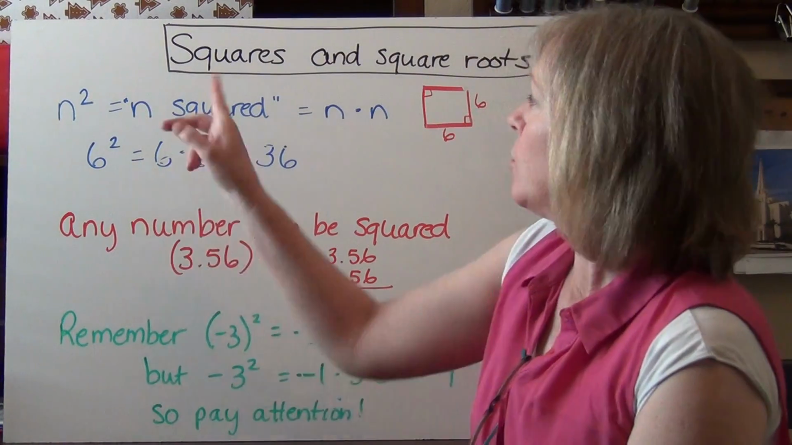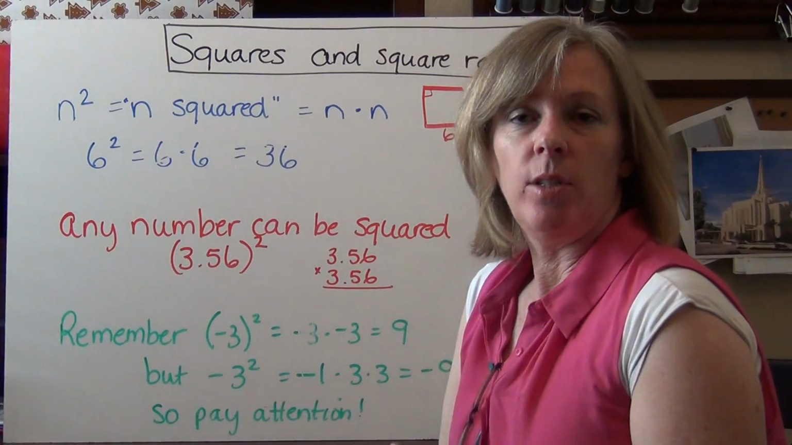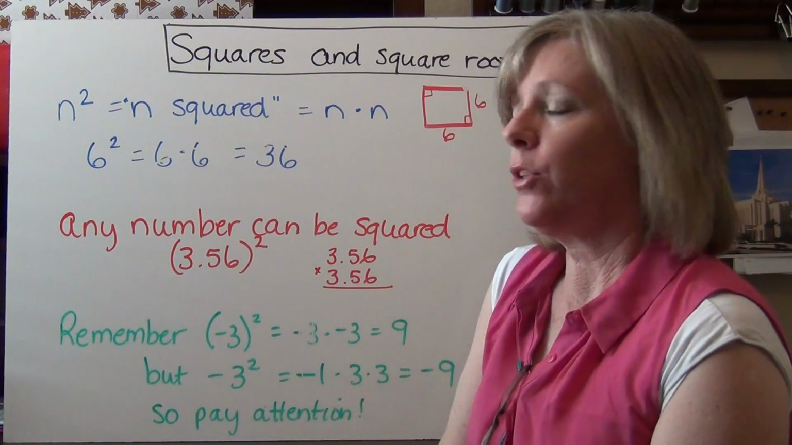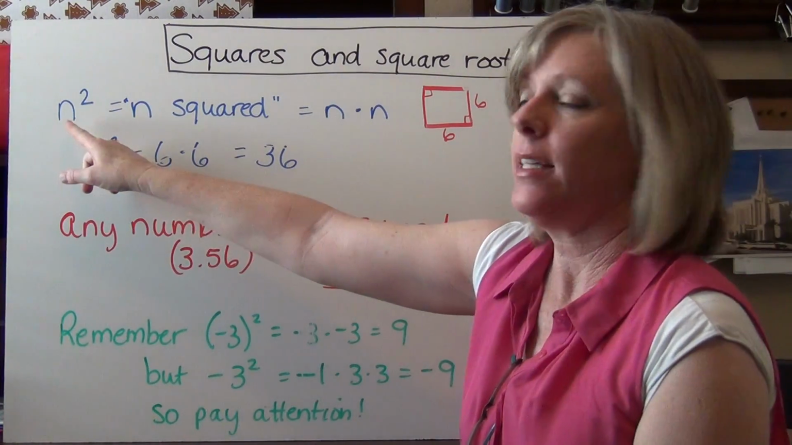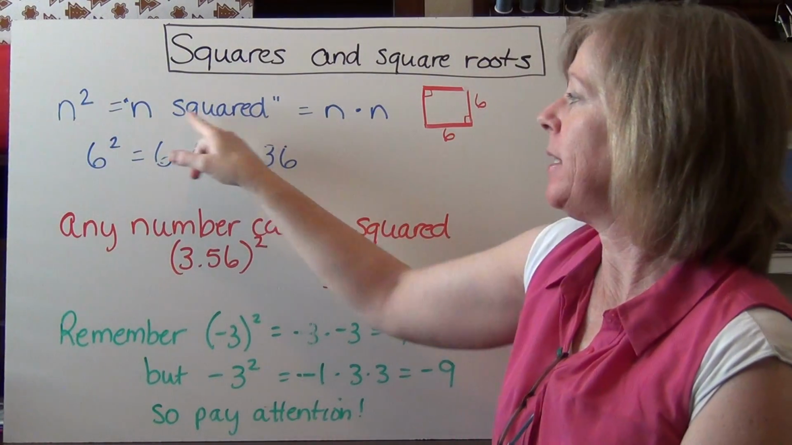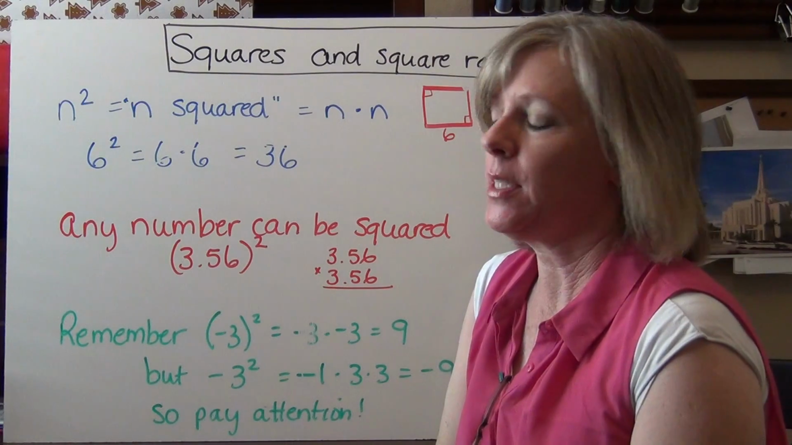This video is on squares and square roots and how we deal with radicals. As a review, we're going to start with the idea of n squared. When you see this, that means n squared, not 2 times n.